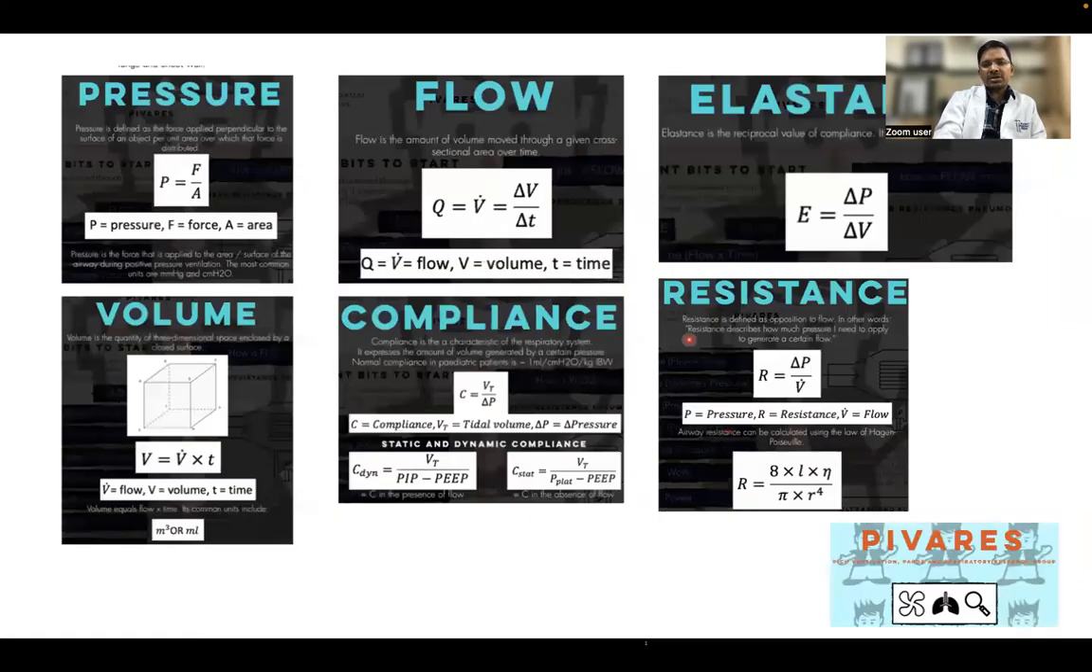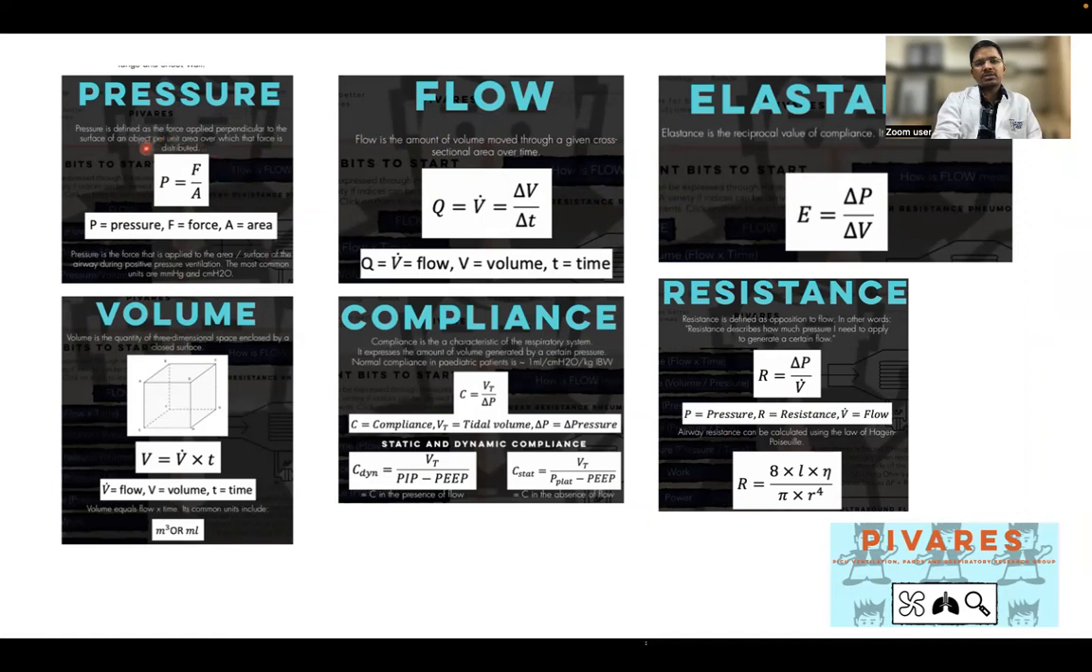Before we understand mechanical ventilation physiology, we should understand the basic physics of mechanical ventilation. There are three important terms: one is pressure, one is flow, and another is volume. These three terms are very important to understand mechanical ventilation.